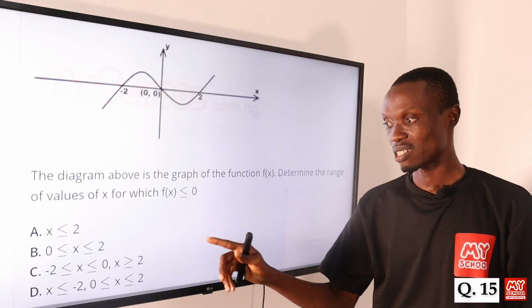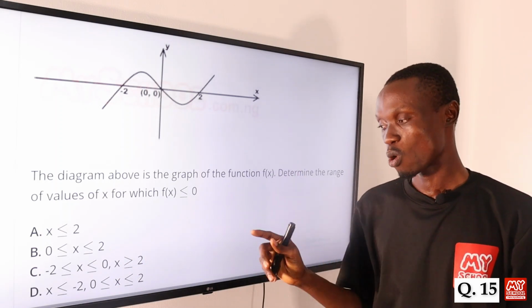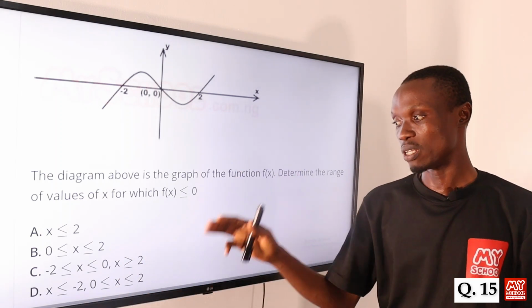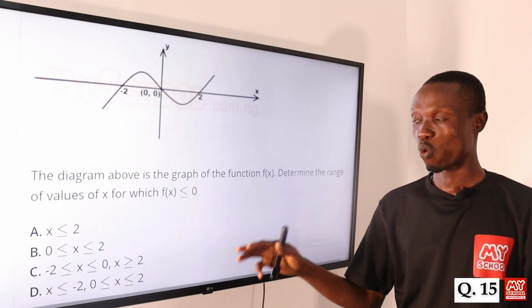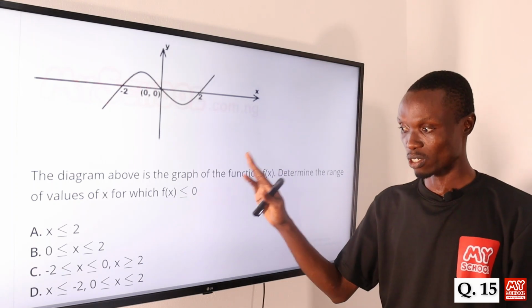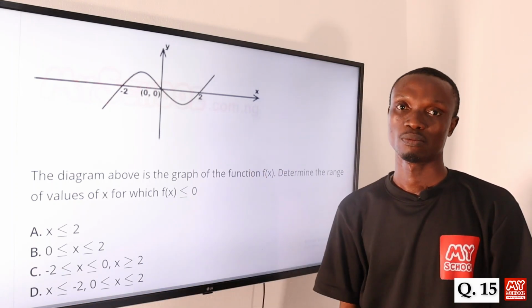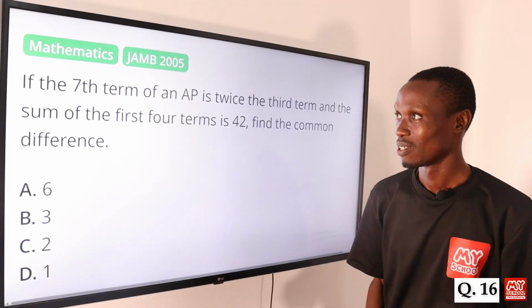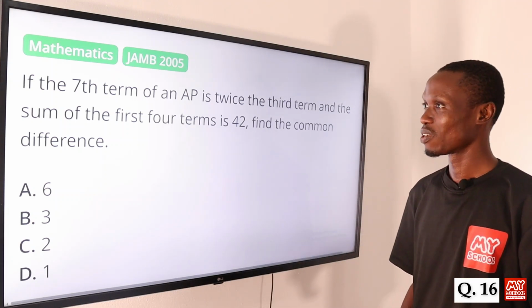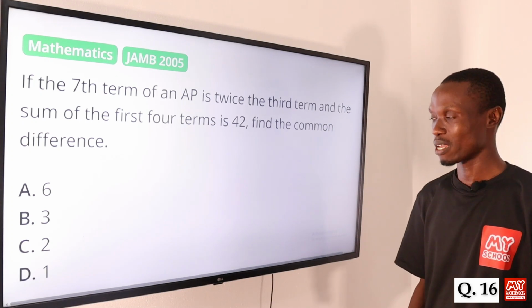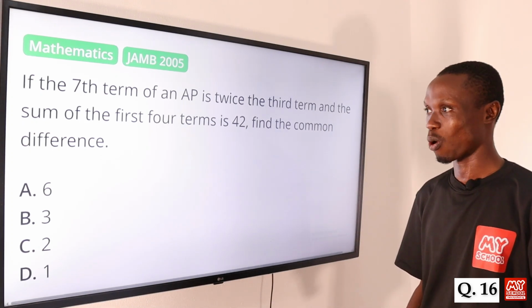S is less than or equal to minus 2, and 0 is less than or equal to s, and s is less than or equal to 2. So the correct answer to this question is option D. Question 16. If the 7th term of an AP is twice the 3rd term, and the sum of the first 4 terms is 42, find the common difference.